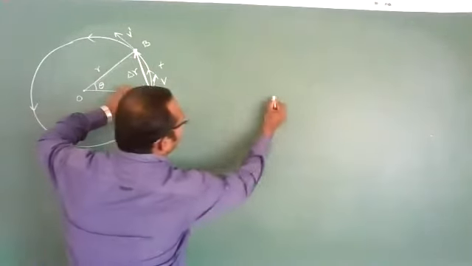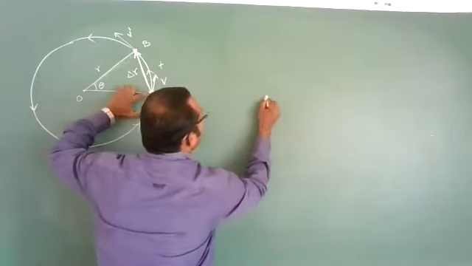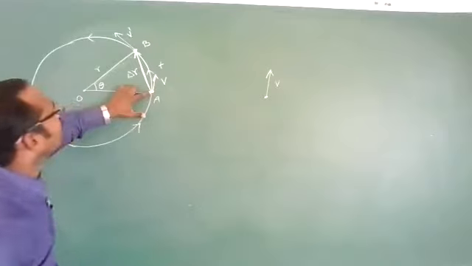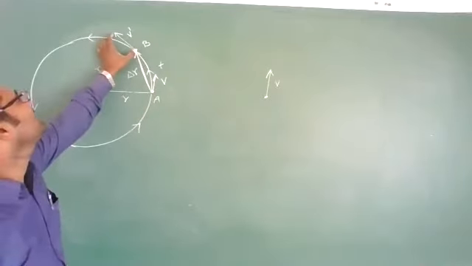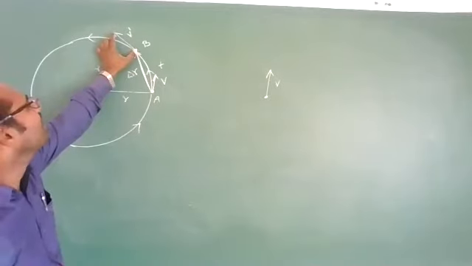Now see, my first vector is V. I am drawing it here. Observe carefully. This is my first vector V. Now the second vector is V dash. So how can I join them?